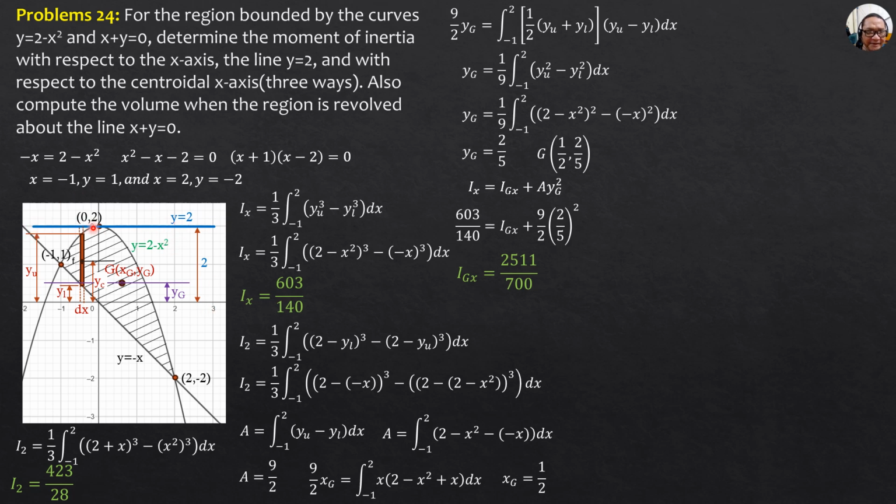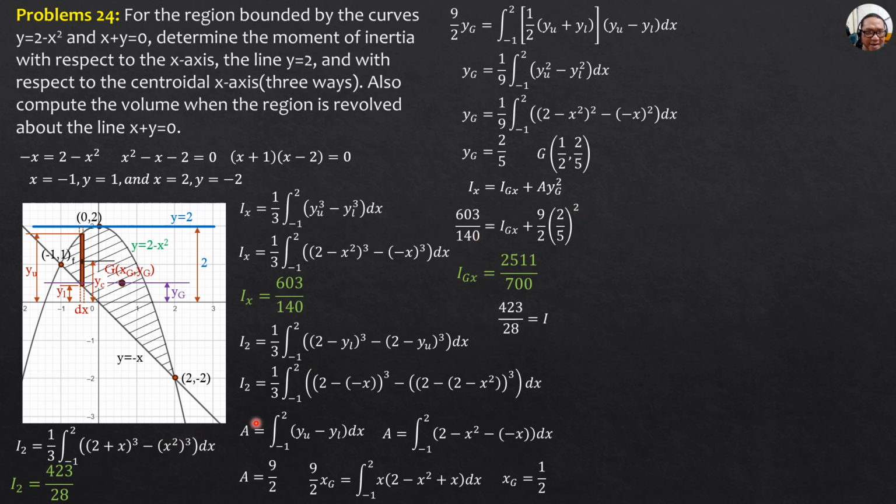Then the second way is that since we computed I2, we use the parallel axis theorem again, or the transfer formula for moment of inertia. It is equal to I with respect to the line 2 is equal to Igx plus area, which is 9 halves, distance squared. The distance between these two lines is 2 minus yg, or 2 minus 2/5, then quantity square.